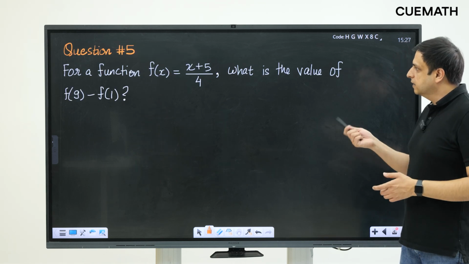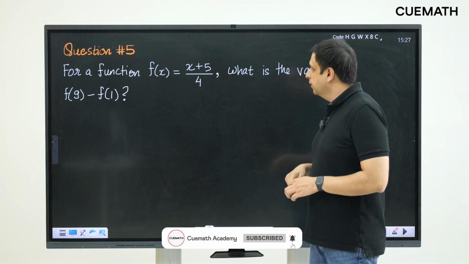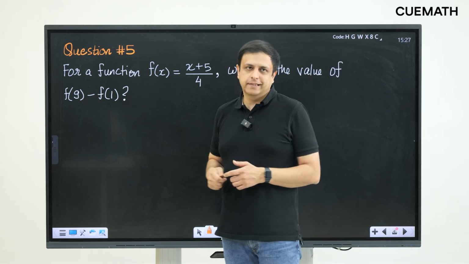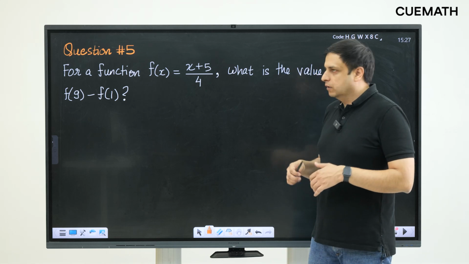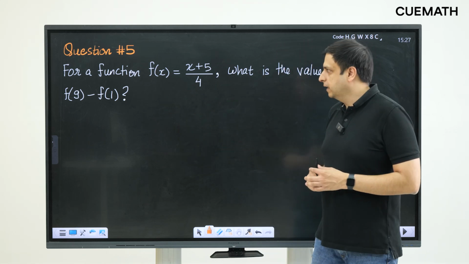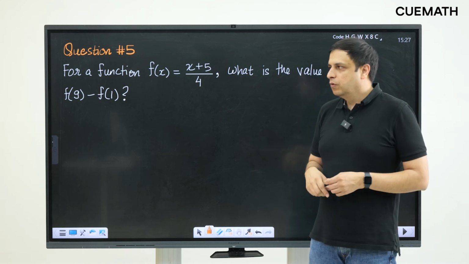Alright, now here is the next question. For a function f of x equal to x plus 5 by 4, what is the value of f of 9 minus f of 1? So, one approach here could be you find f of 9 separately, you find f of 1 separately, and then you take the difference and that is your answer. But once again find only what you need to.